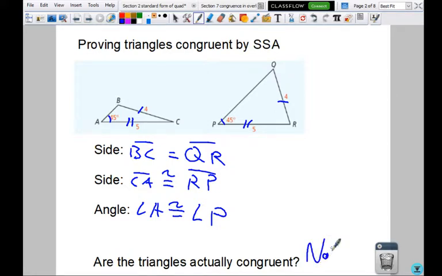So we can only use side-side angle sometimes. Only on special triangles. So we can't use it on just any triangle. Everybody got this down first though? Anybody still writing it? Okay, give me a second. So we can only use these on special triangles.